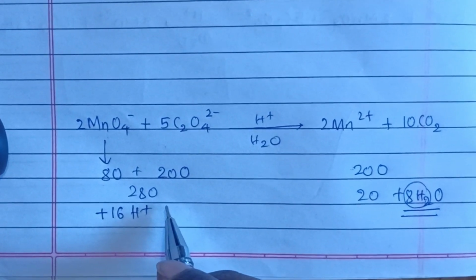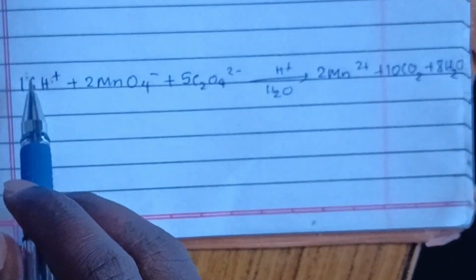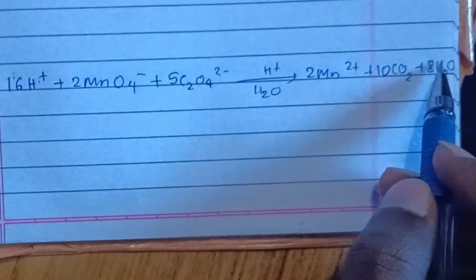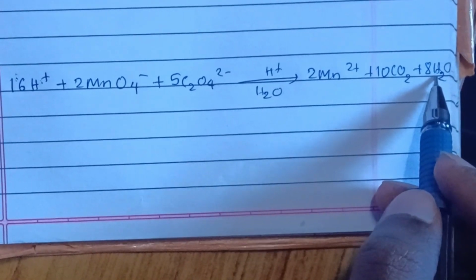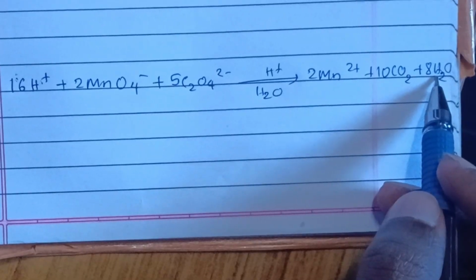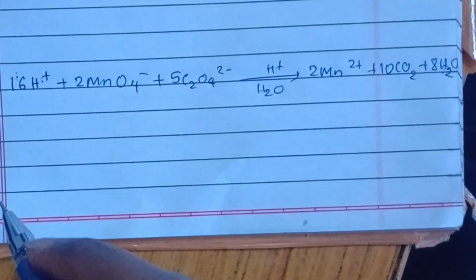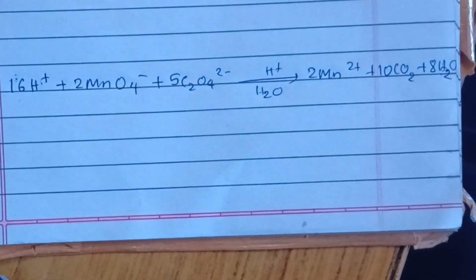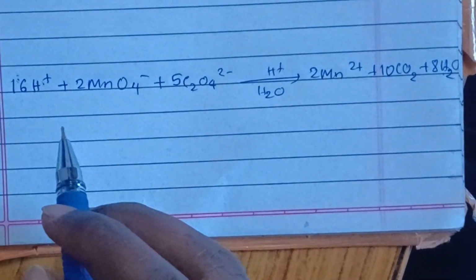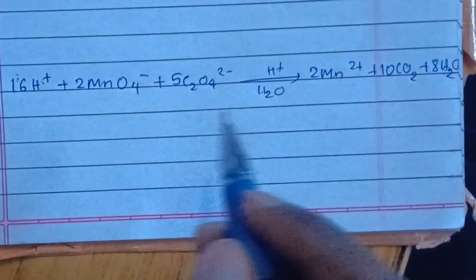So let's see, the reaction becomes like this. As you can see in this reaction, a total of 16 hydrogens added here and 8 H2 added on the right side. So now the balancing has actually come to an end, but there is a checkpoint. Whether you have done it right or wrong, to check that you have to calculate the charges on both sides.